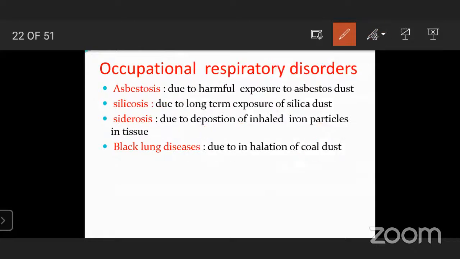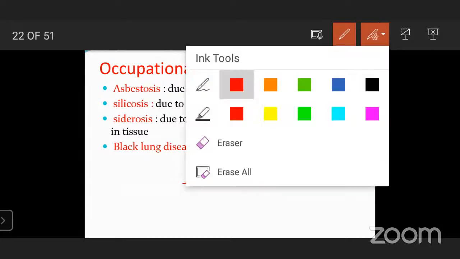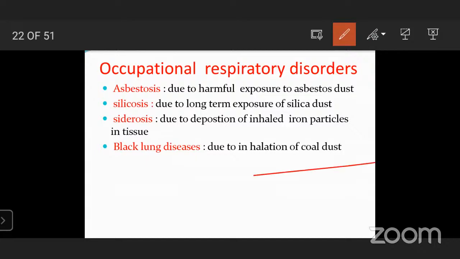So today we are discussing the mechanism of breathing, and next the respiratory volumes and respiratory capacities, and next respiratory disorders and occupational respiratory disorders. So these are very important for the IPE level.